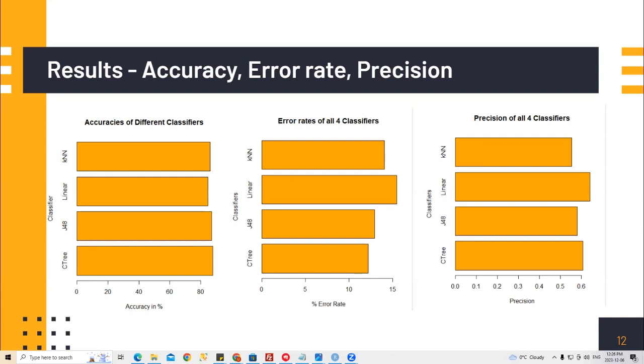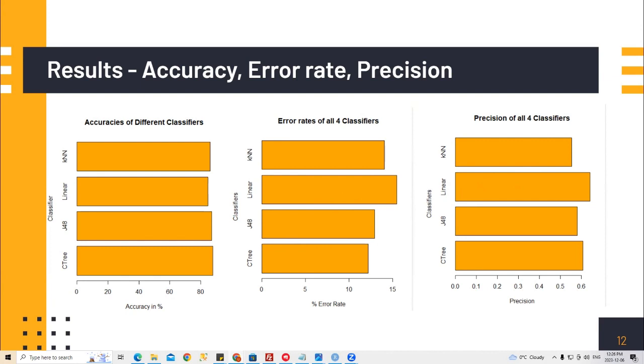And based off of that, we can determine the error rate of each classifier. The least accurate classifier was the linear classifier, and the most accurate classifier was the C-tree classifier, which also reflects in the error rates in the bar chart. As we can see, the linear classifier had the highest error rate, and the C-tree had the lowest error rate amongst all the classifiers.